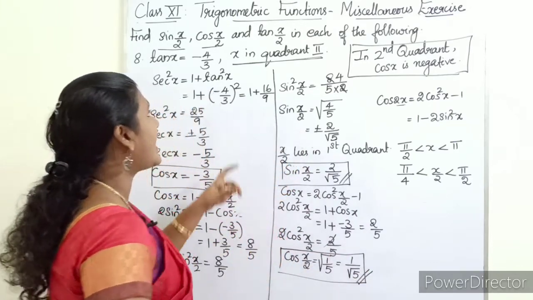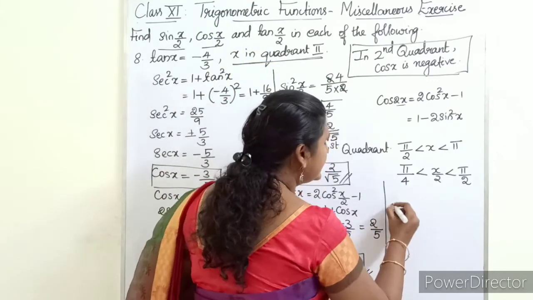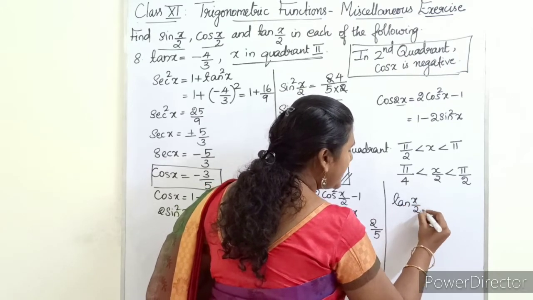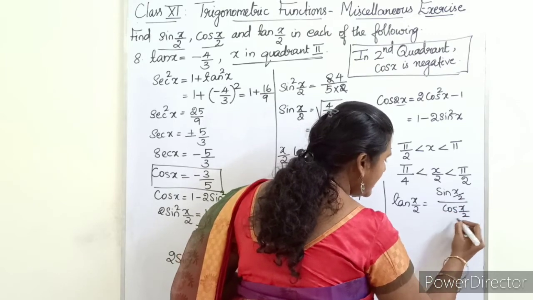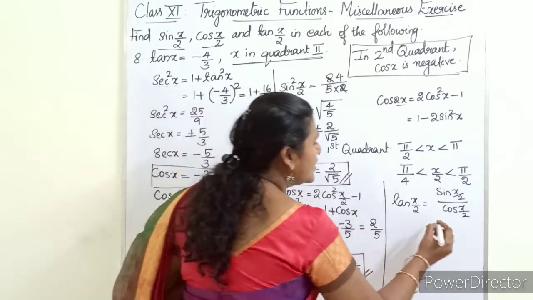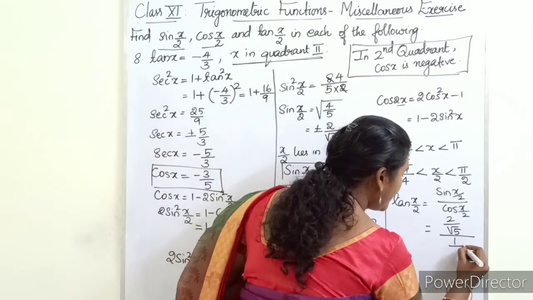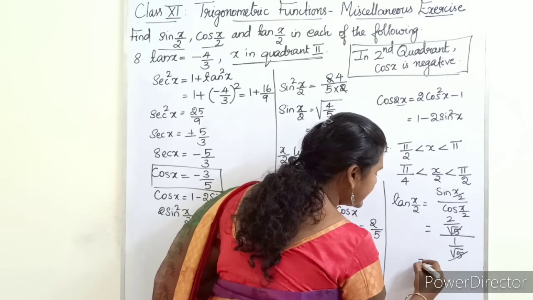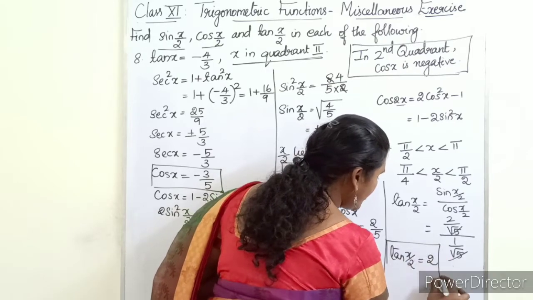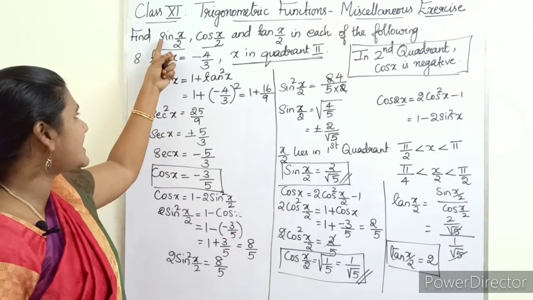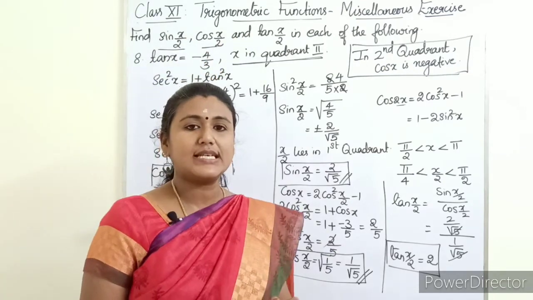Okay, now one more is left out, that is tan x by 2. So how will you find tan x by 2? You know the formula, sin x by 2 by cos x by 2. So what is the value of sin x by 2? 2 by root 5 divided by cos x by 2, which is 1 by root 5. So this root 5 will get cancelled. So the value of tan x by 2 is equal to 2. So we got all the three values, that is sin x by 2, cos x by 2 and tan x by 2. We calculated. So this is how you have to do.